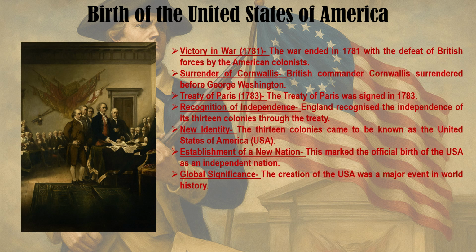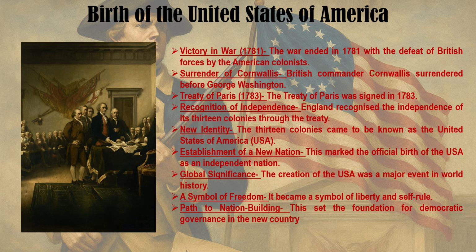The creation of USA was a major event in world history. So this is for the first time a democratic government is making a country, and that also a country which had got its independence by fighting with the most powerful empire, that is the British Empire. A symbol of freedom. It became a symbol of liberty and self rule. So it became a beacon of hope for the people who were fighting for independence. This set the foundation for democratic governance in the new country. So, thus, democratic principles became evident in the world for the first time.